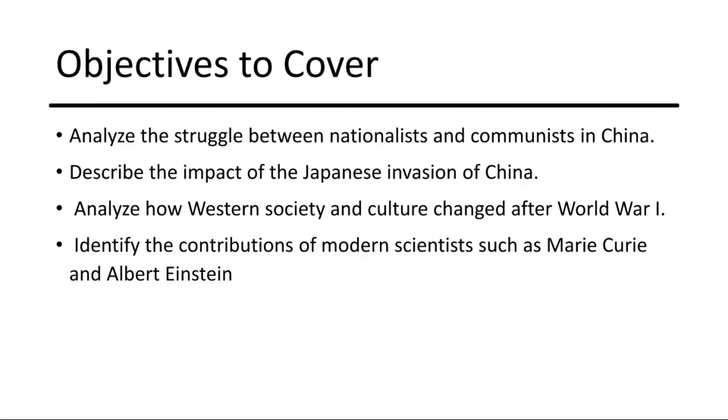Moving on and continuing with our theme of how Western society changed, and how culture as a whole evolved, modern scientists such as Marie Curie and Albert Einstein made groundbreaking contributions to our understanding of the natural world and revolutionized scientific thinking in the early 20th century. Marie Curie, a pioneering physicist and chemist, is best known for her research on radioactivity, for which she won the Nobel Prize in both physics and chemistry. Her discoveries laid the groundwork for advancements in fields such as medicine and nuclear energy.